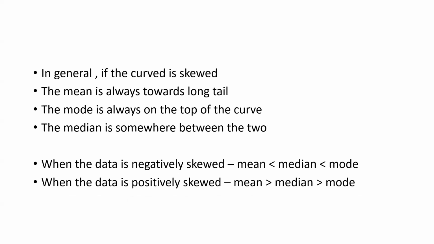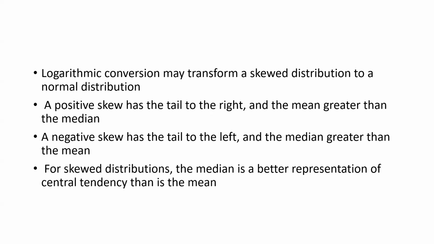In general, if the curve is skewed, the mean is always towards the longer tail. The mode is always at the top of the curve, and the median is somewhere between the two. When the data is negatively skewed, mode is greater than median, which is greater than mean. If data is positively skewed, mean is greater than median, which is greater than mode. A logarithmic conversion may transform a skewed distribution to a normal distribution.